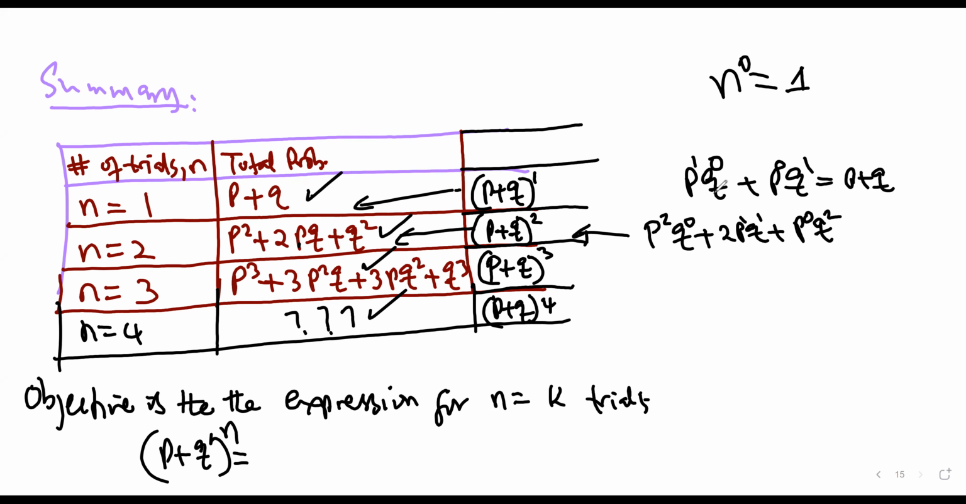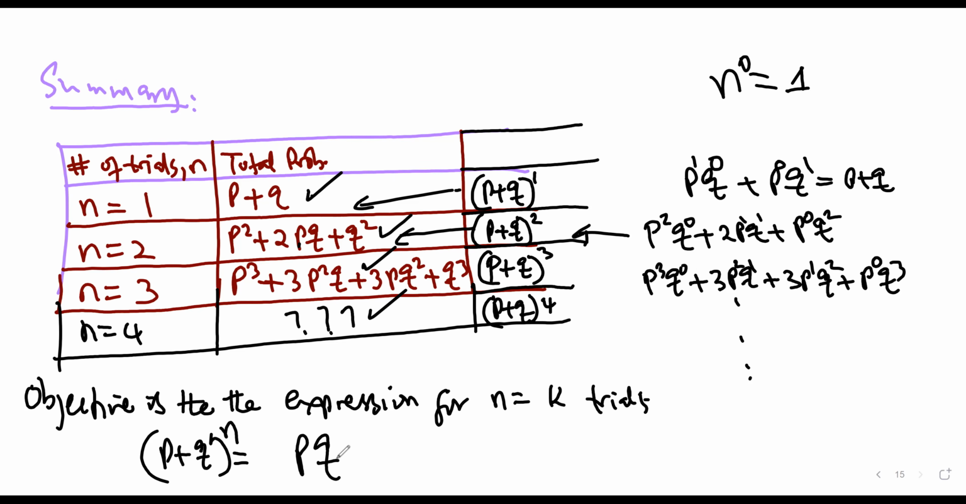Okay, so even this one, this is the same as P cubed Q power 0 plus 3P power 2 Q power 1 plus 3P power 1 Q power 2 plus P power 0 Q power 3. So even as we continue, there will always be a P and a Q. And there will always be some power here and some other power here. And in addition to that, there will be a constant every time.